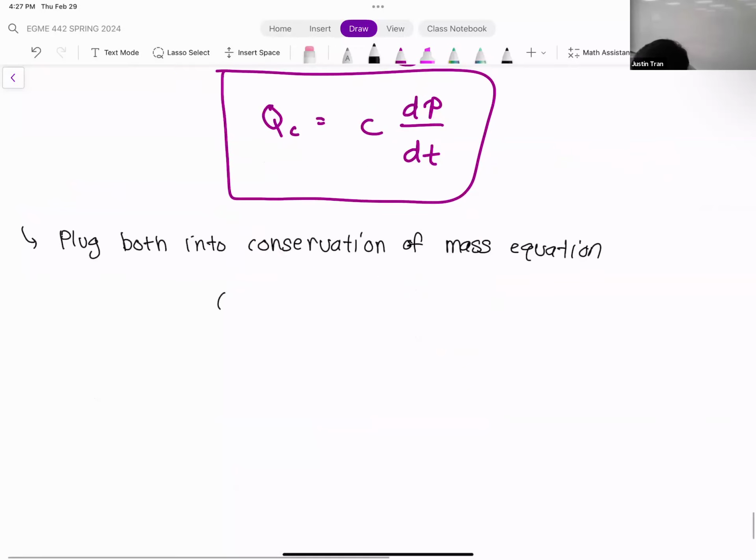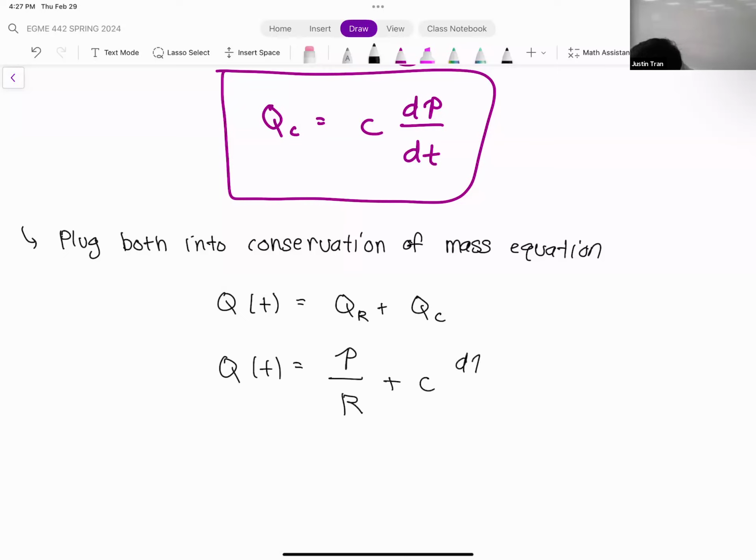Our conservation of mass equation, let me write it down here one more time. Q of t is equal to Q_R plus Q_C. Okay. If we plug in for Q_R and Q_C, what we get is P over R plus C dP/dt.